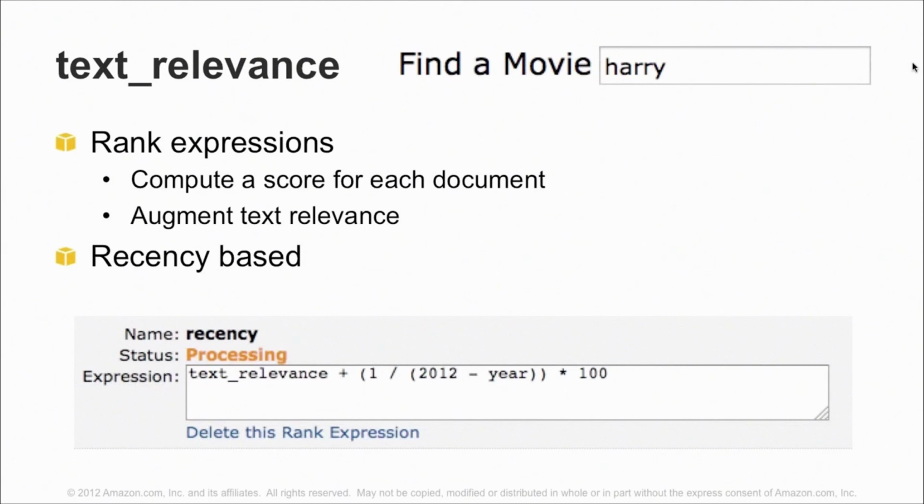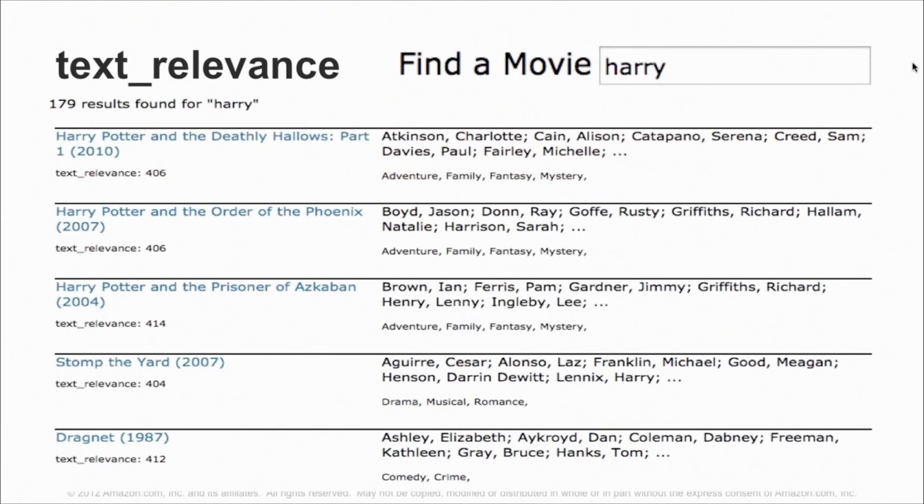When we apply that, we see Harry Potter and the Deathly Hallows does indeed come to the top. And we have a couple of other Harry Potters jump up, which is good. We also have more recent documents popping up in the ranking. What I'd also like to point out here is we can see the effect of adding in the recency. The text relevance scores for these documents are now a little bit more mixed. So we're not sorting strictly based on text relevance. We have added in this recency component.